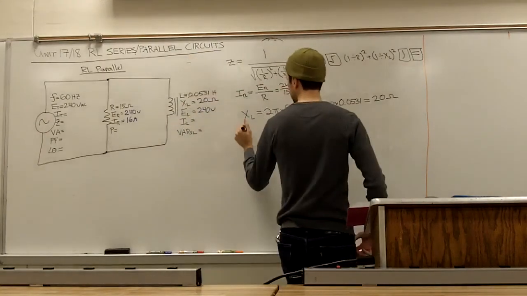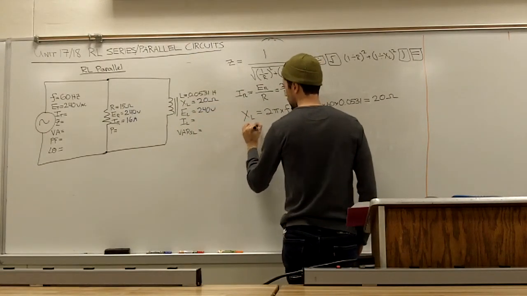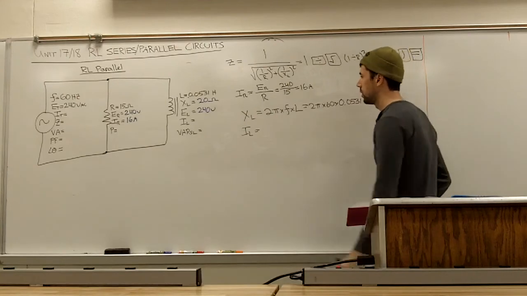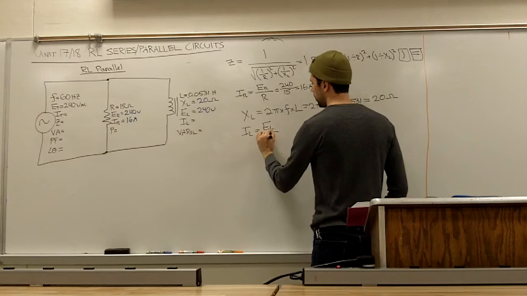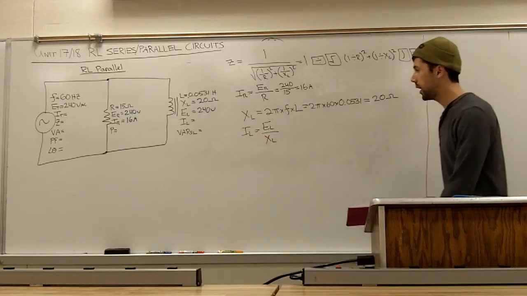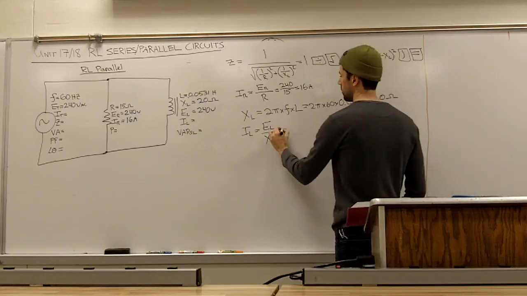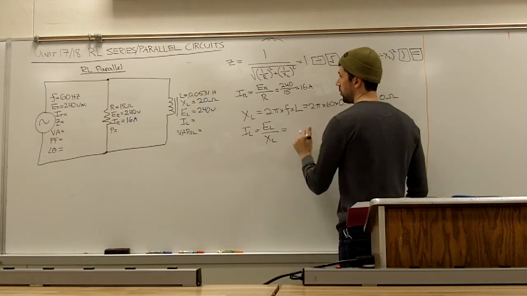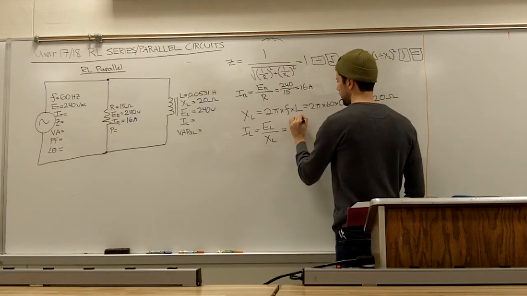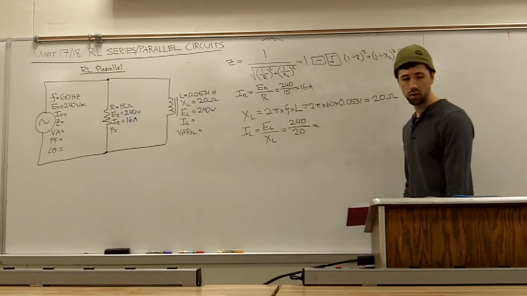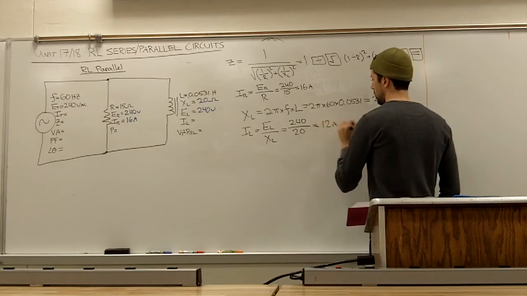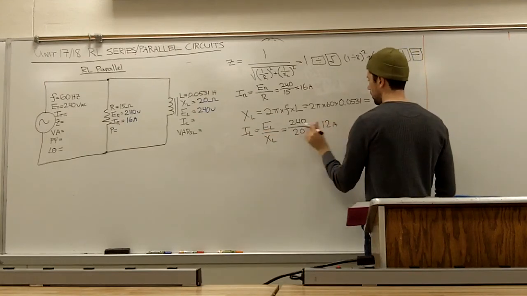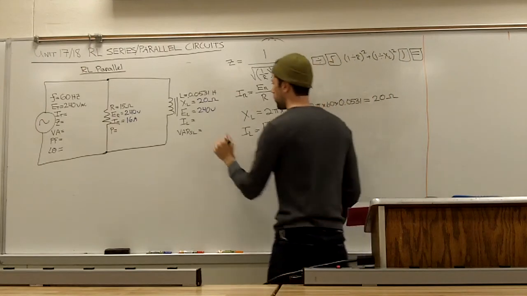Next, the current through the inductor, I sub L, is going to be the voltage drop across the inductor, E sub L, divided by the inductive reactance, X sub L. That is going to be 240 volts divided by 20 ohms. Gives me an inductive current of 12 amps.